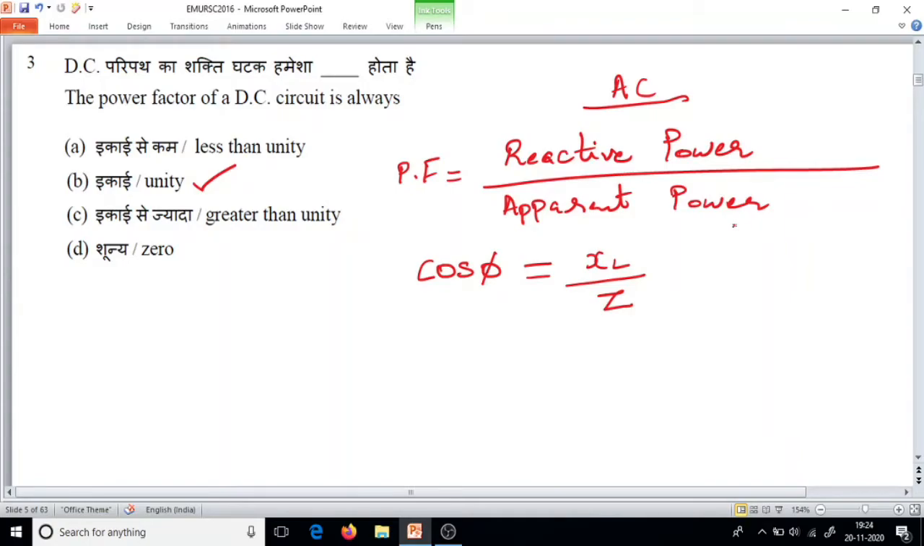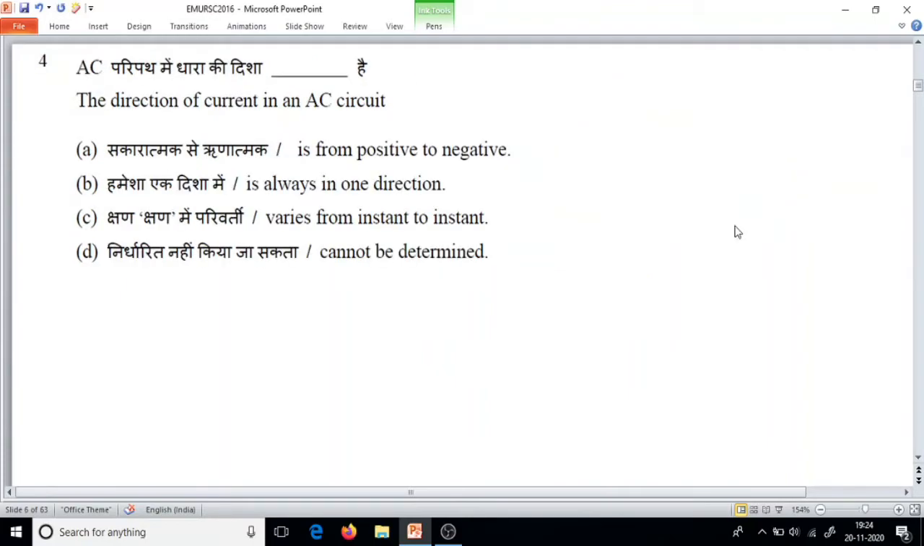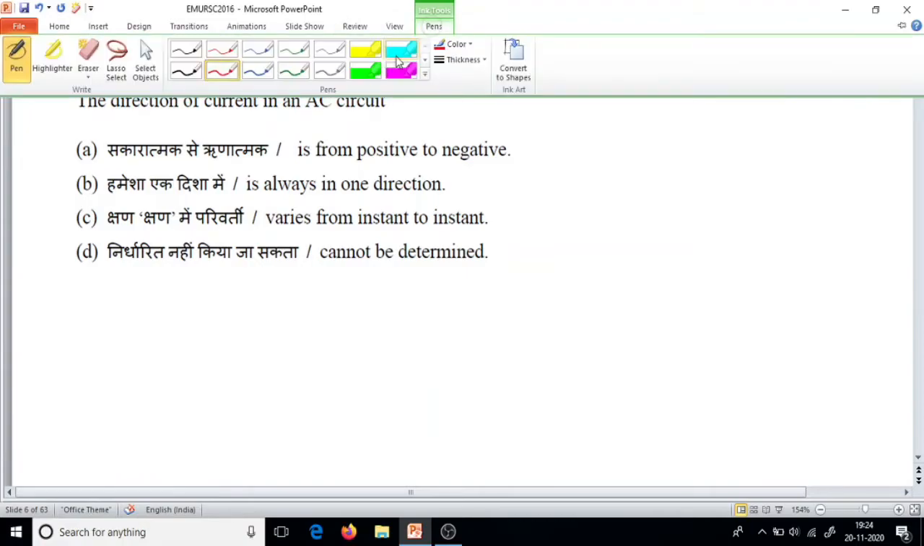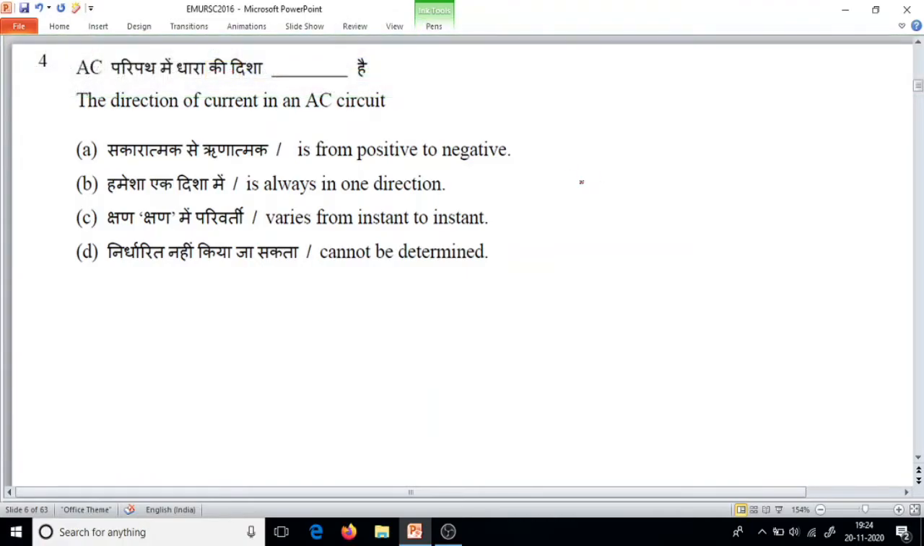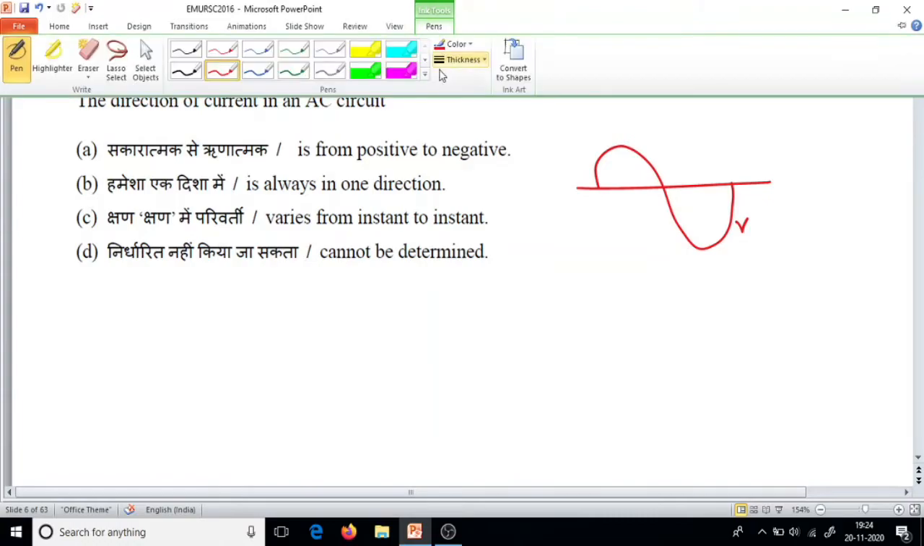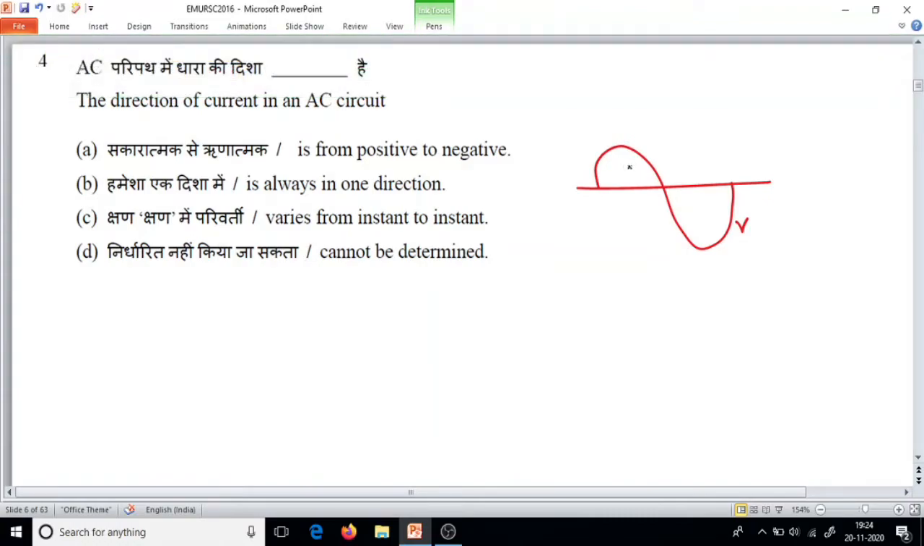So we'll go to the next question. Question number 4. The direction of current in an AC circuit. If it's an AC circuit, it's an AC voltage. Similarly, if you have a load, the same thing happens.